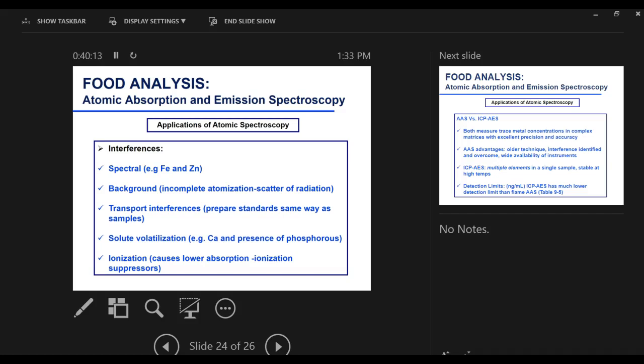Background. We talked about this a little bit when you have incomplete atomization. If your flame is too cold or not hot enough, you don't get atomization. Your molecule is there and it's a big molecule, so it scatters light. You get less light that reaches the detector. It will be misinterpreted as higher absorption and overestimation, when in fact you just didn't get complete atomization.